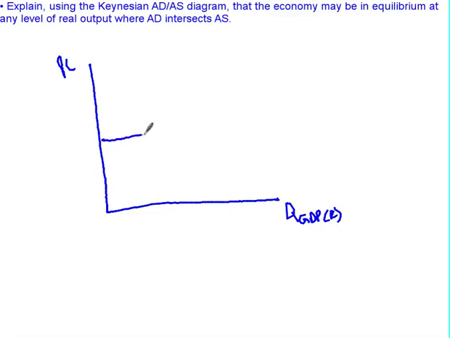Keynes aggregate supply curve looked... That's a sad Keynes model. Hang on. Now one more time for the folks at home.